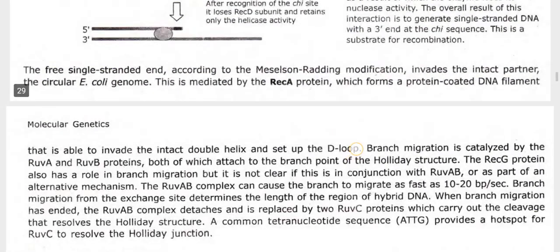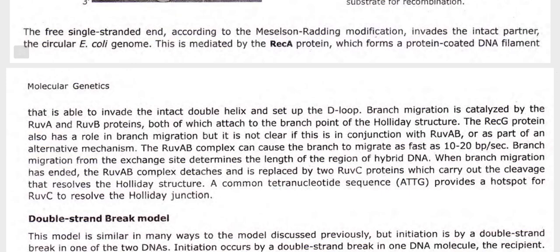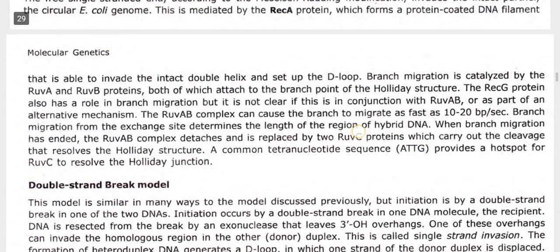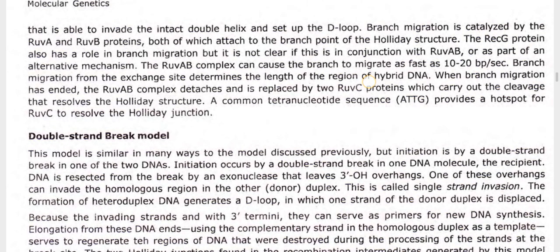The free single-stranded end, according to the Meselson-Radding modification, invades the intact partner, the circular E. coli genome, which is mediated by the RecA protein, which forms a protein-coated DNA fragment. Then that is able to invade the intact double helix and set up a D loop. Branch migration is catalyzed by the RuvA and RuvB proteins, both of which attach to the branch point of the Holliday structure.